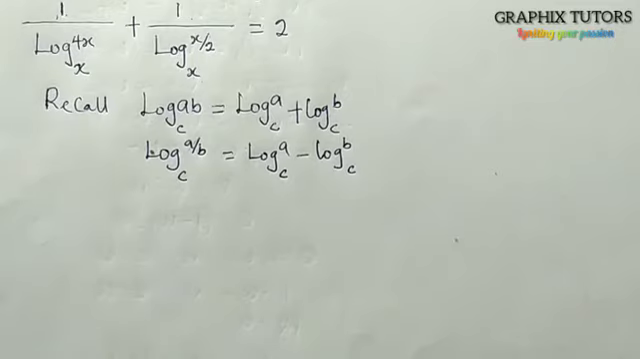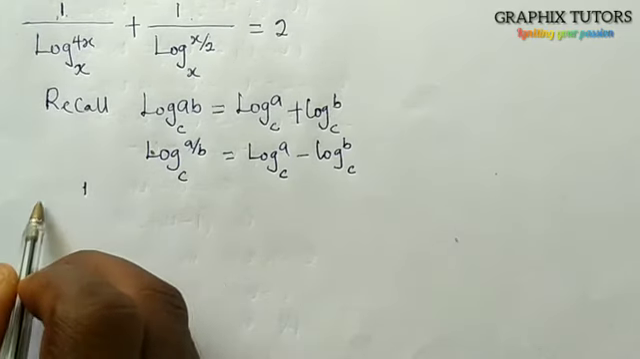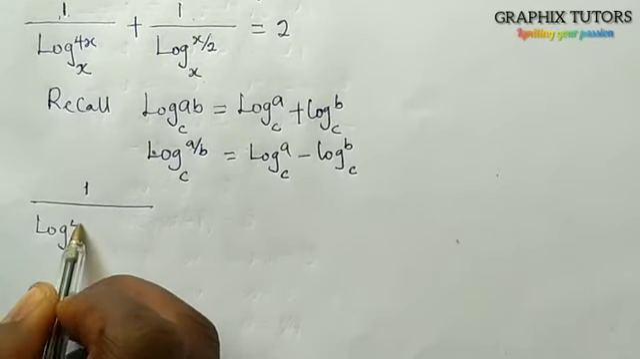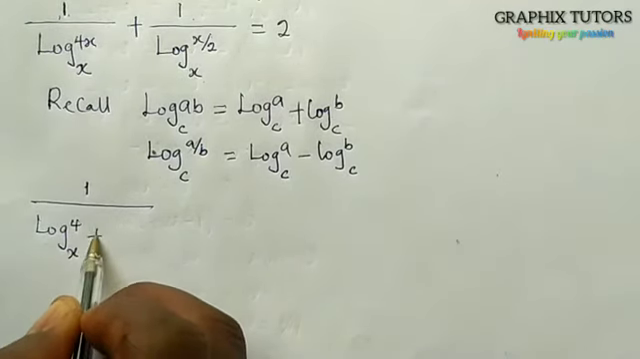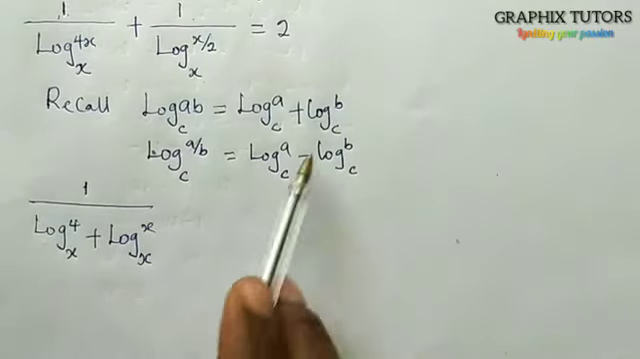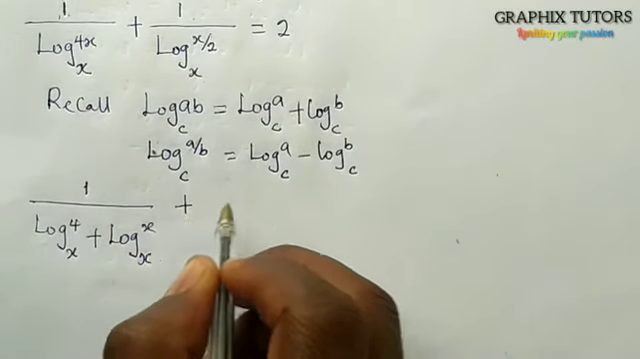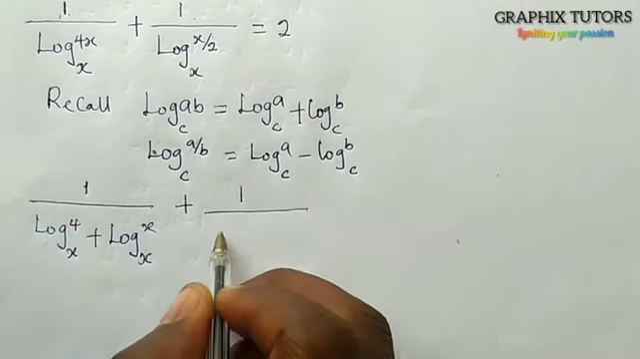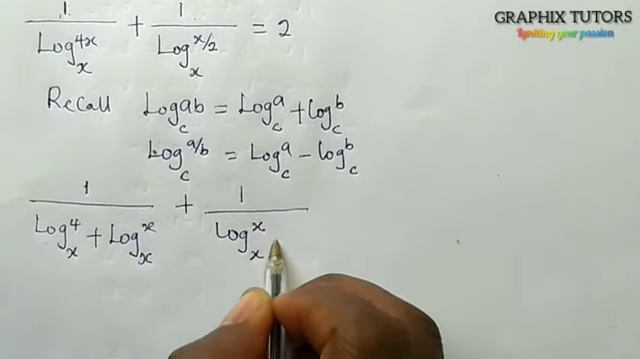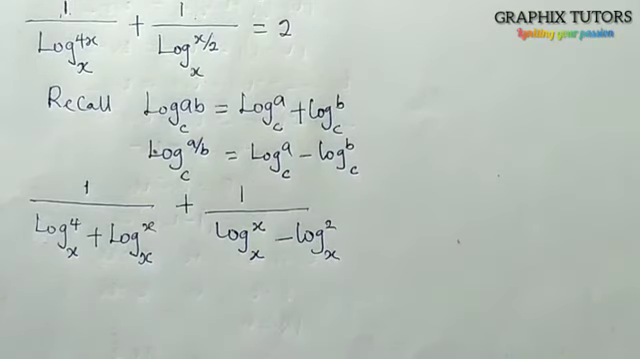Now let's move forward. If I implement this here, it means that I'm going to have 1 all over log 4 to base x plus log x to base x. Just like what I implied, since I'm multiplying, you're going to add both of them having the same base. Plus 1 all over log x to base x minus log 2 to base x. So I've implemented it here.